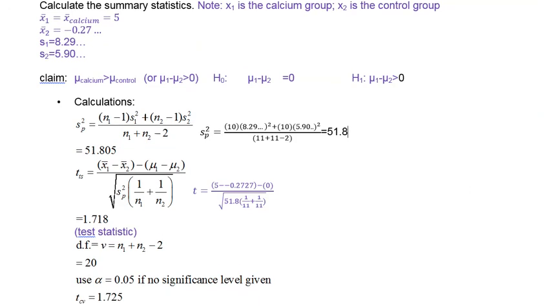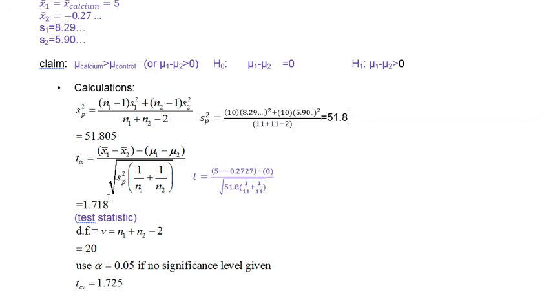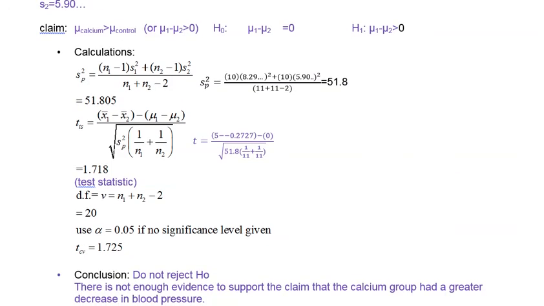So at the 5% significance level, we can see this is not quite large enough to say this is conclusive evidence. So we're going to say there's not enough evidence to support the claim that the calcium group had a greater decrease in blood pressure. Now, if we looked at our means, they were 5 and negative 0.27, so there was some difference there. So this is not saying there's no difference. It's saying this wasn't a big enough sample size, this doesn't quite prove it.